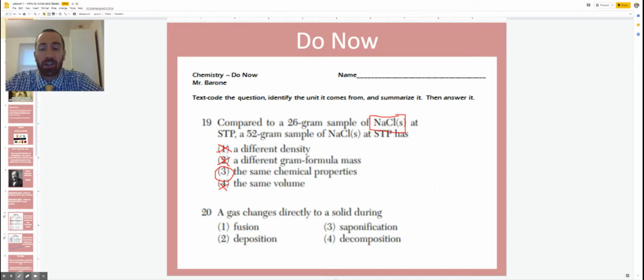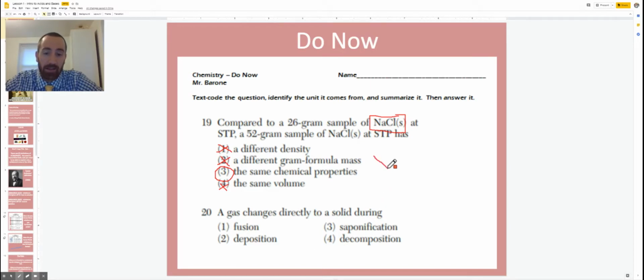All right, number 20, a definition question. A gas changes directly to a solid during what? Well, this is probably one of the tricky ones. All the phase changes, there are 6 of them that you need to know: melting, freezing, boiling, condensation, and then the tricky 2 are sublimation and deposition. So which one does a gas turn directly to a solid?